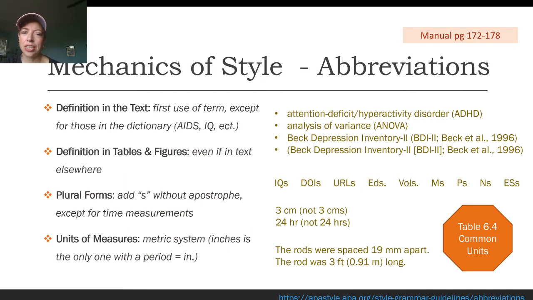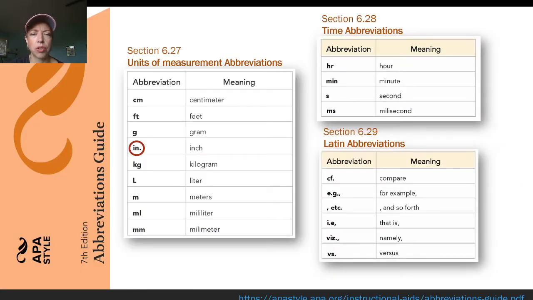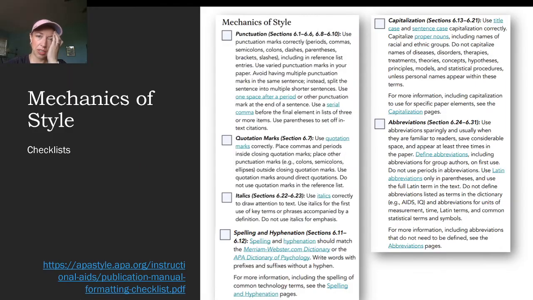For abbreviations, you can look at the slide here. I'm not going to focus too much. Different measurements. So generally speaking, we do not have a period after abbreviations, other than inches.